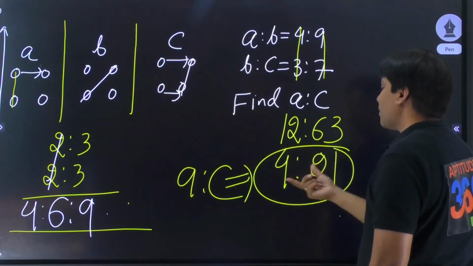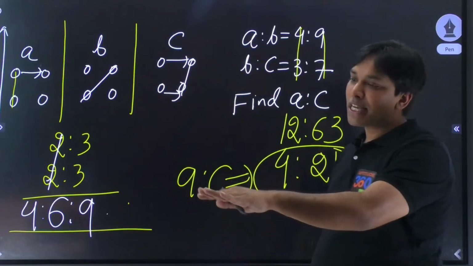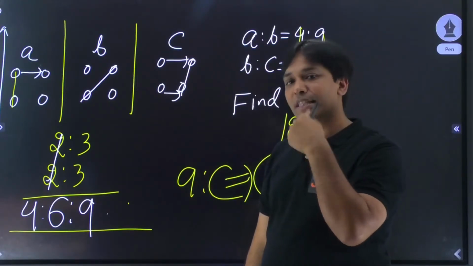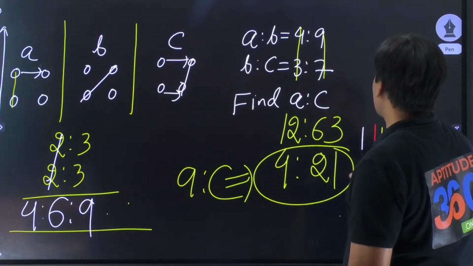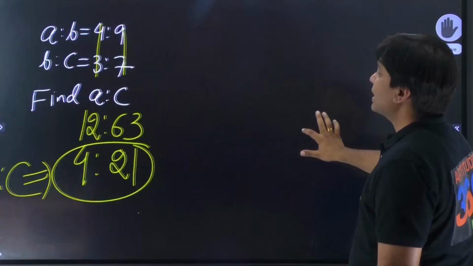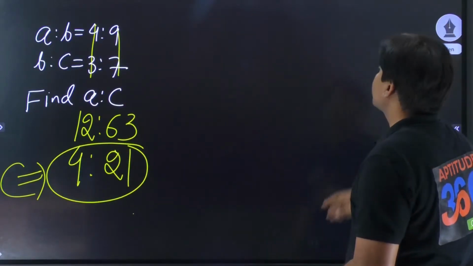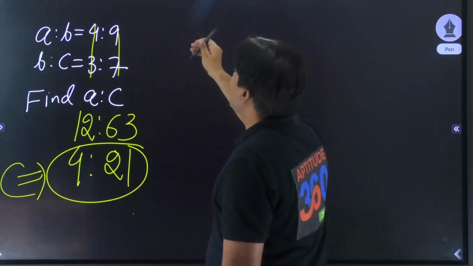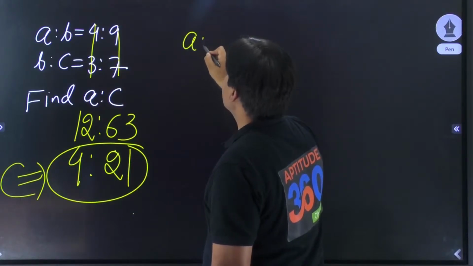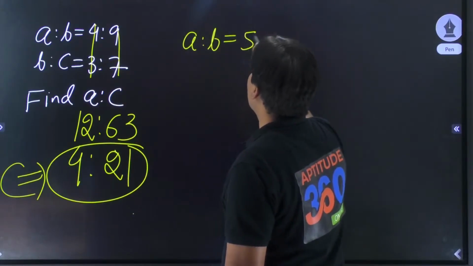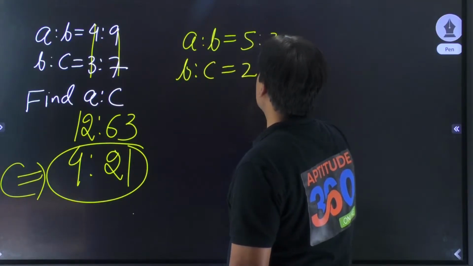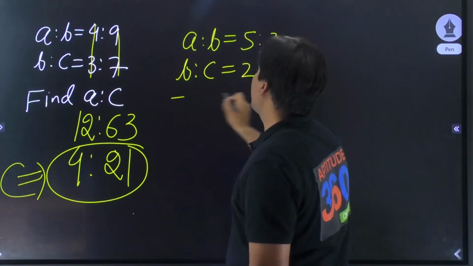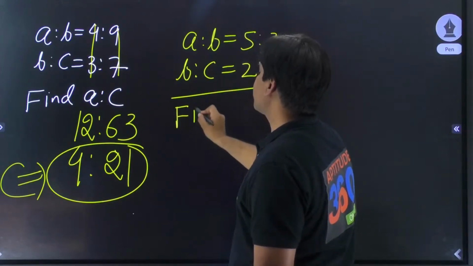And that is finally coming out as 4 is to 21. So those of you who are saying 12 is to 63, aren't you getting the same answer? 4 is to 21, right? Now, if you have been given something like this, if I say that A is to B is 5 is to 3 and B is to C is 2 is to 7, find A is to B is to C.